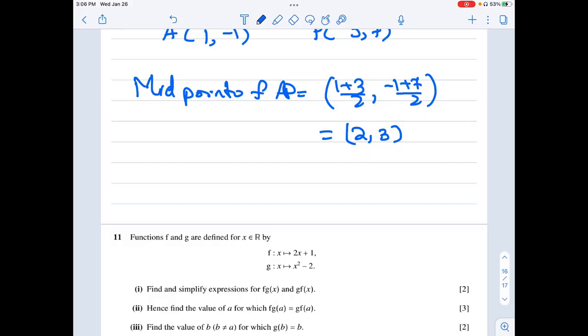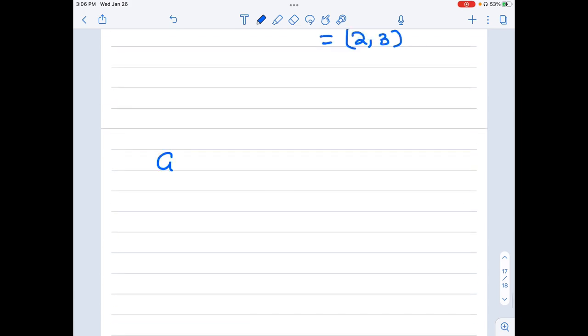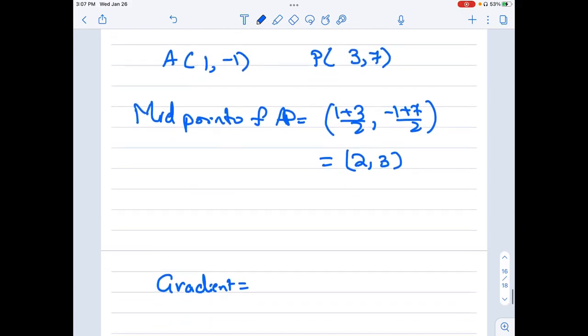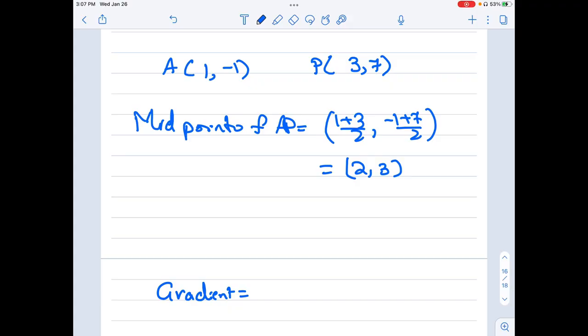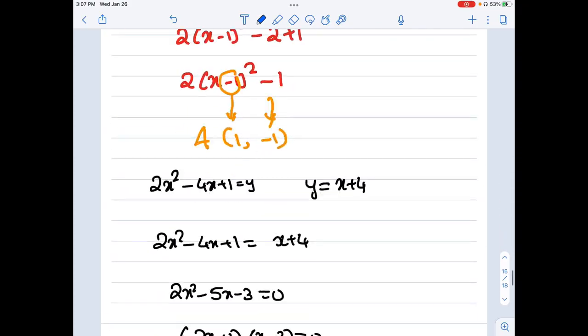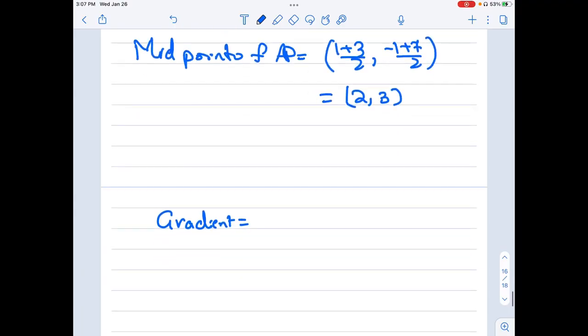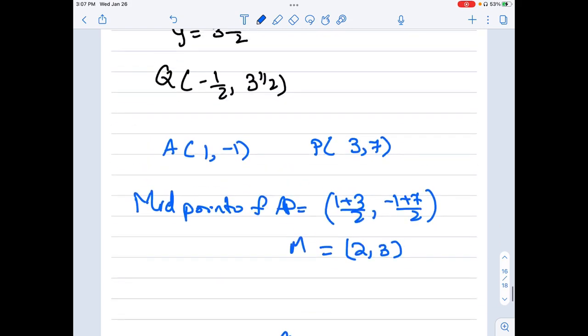Now I find the gradient. Gradient of AP. What is he asking? Is it gradient of AP? Equation of the line joining Q and the midpoint of AP. So it is not gradient of AP, it is Q and the midpoint of AP. Let it be M. So QM. So Q, what was Q? Minus 1 upon 2 and 7 upon 2.